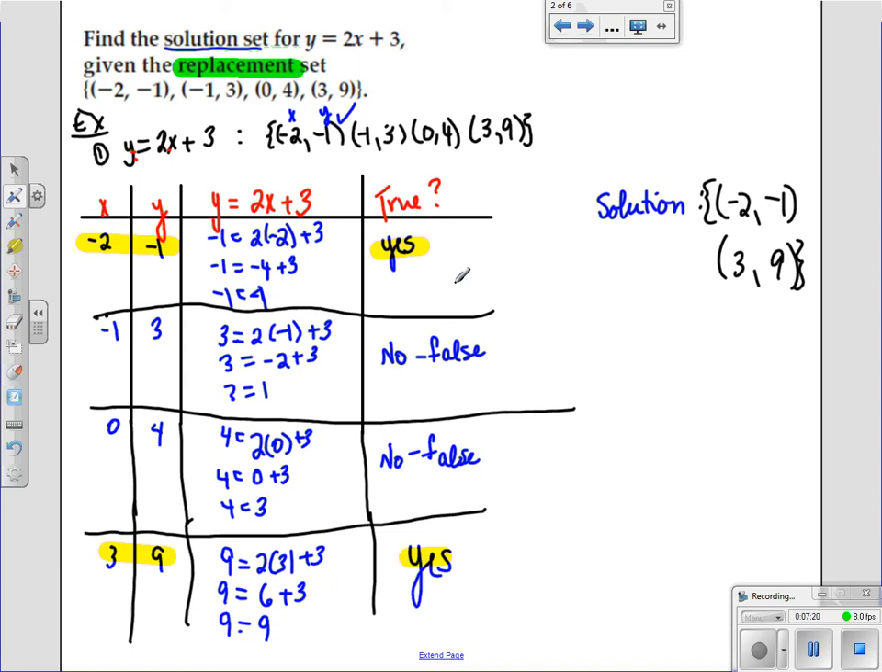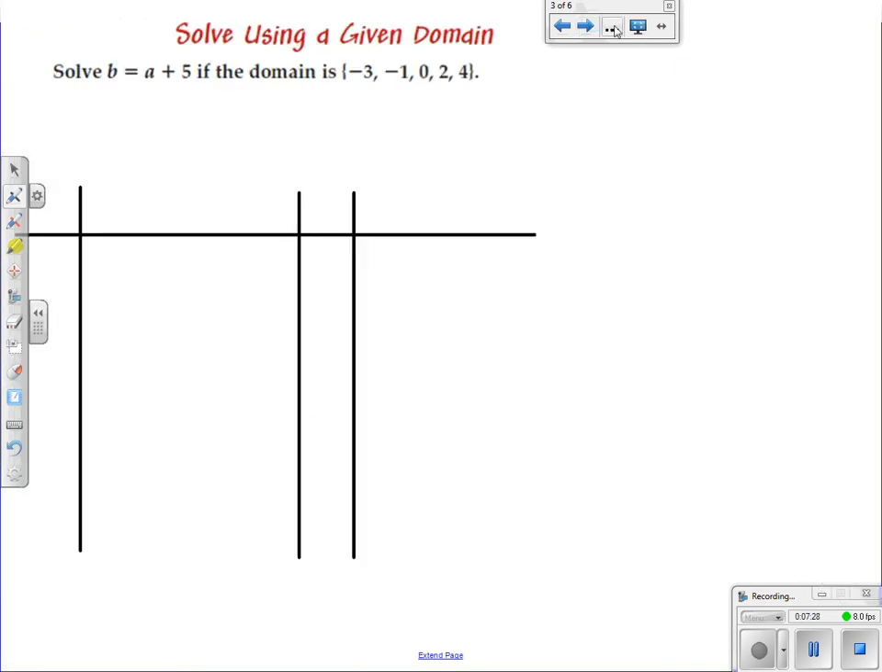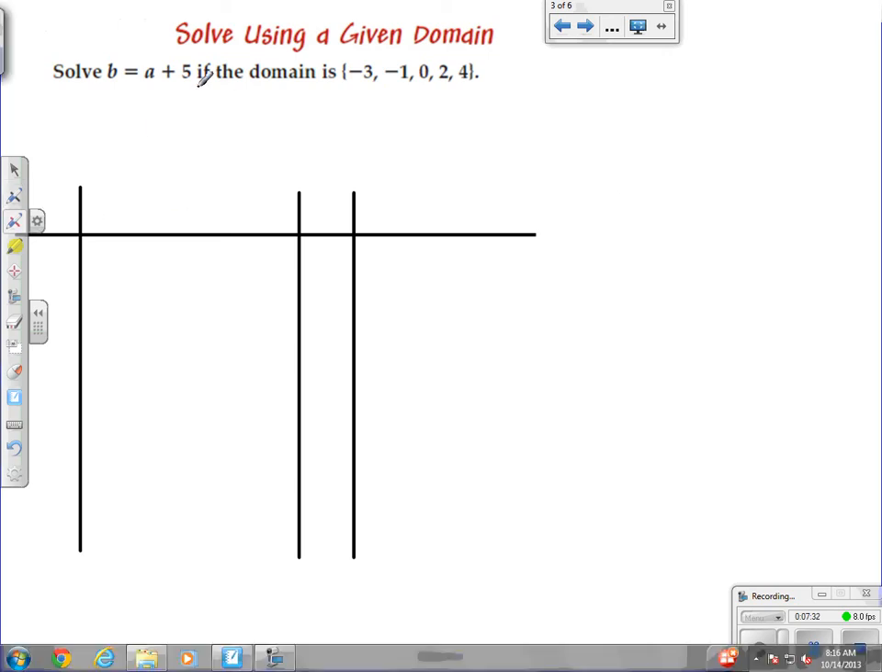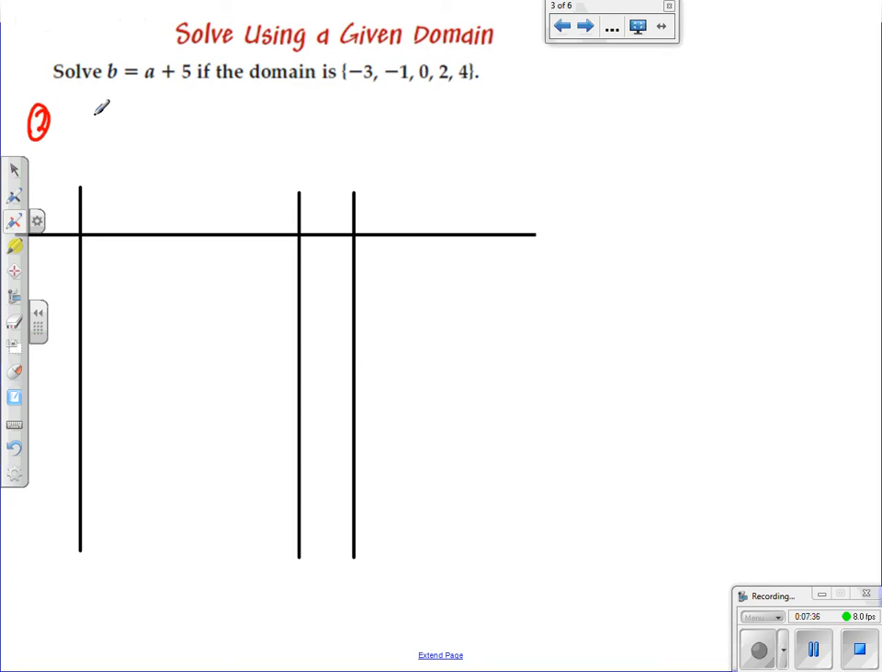Now sometimes they'll give us our solution set, or our replacement set, and make us find the solution. What we're going to see next is when they just give us the replacement set and we have to find the solutions. So it says solve, so example 2, solve b equals a plus 5 if given the domain. So if you remember from 4.3, the domain is all your x values.